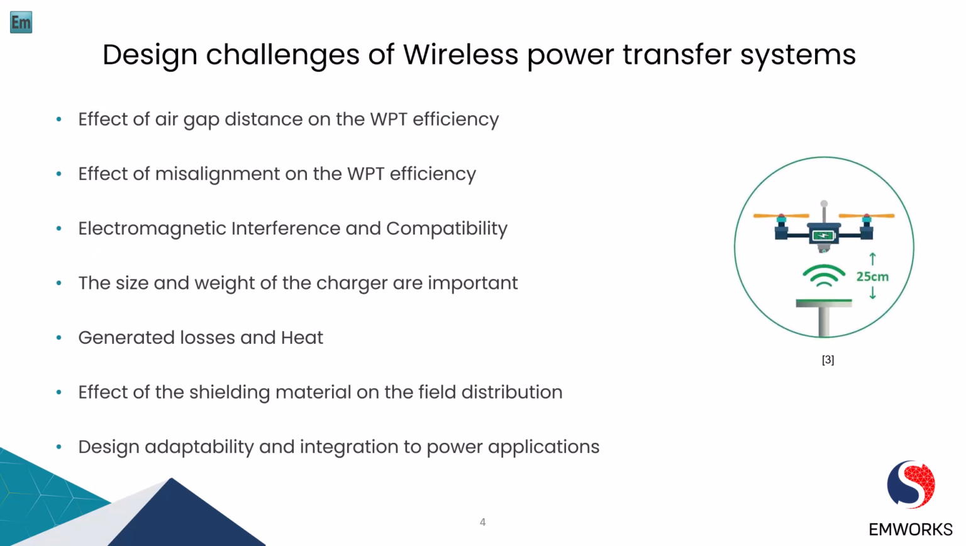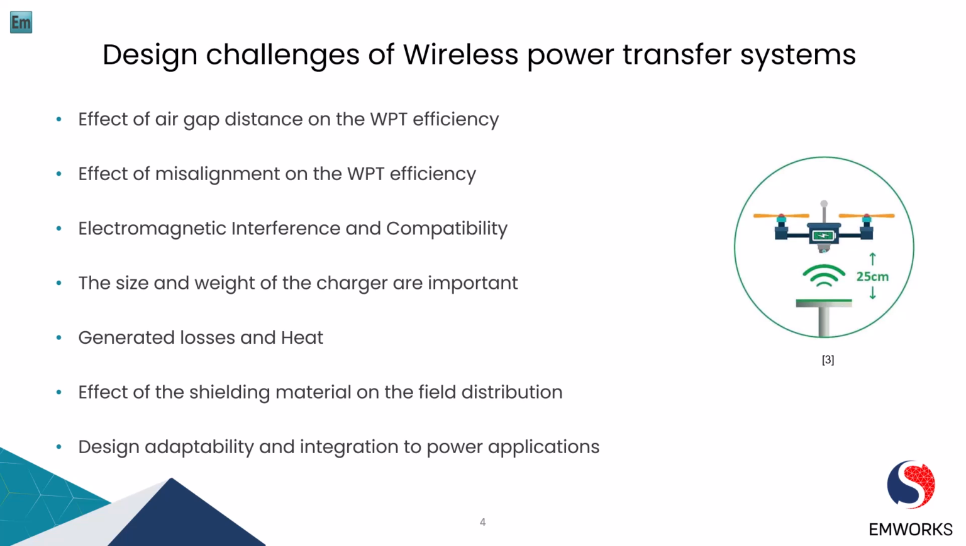So, designing a wireless power transfer system is not without its challenges. We must consider several factors. One of the key design challenges is the effect of the air gap distance on efficiency. The efficiency of the system decreases as the distance between the transmitter and receiver increases. Misalignment between the transmitter and receiver can also significantly reduce the efficiency of the system. A misaligned receiver may not receive enough power to operate, and a misaligned transmitter may waste power by transmitting it to the wrong location.